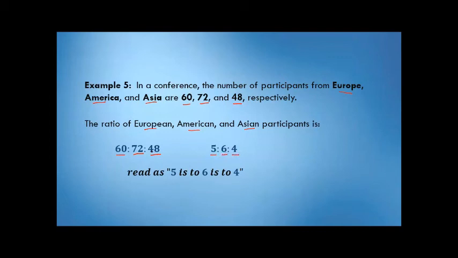So, divisible lahat sila by 12. So, ito na yung pinaka-ratio niya in colon form at kung babanggitin naman natin siya or babasahin natin siya is 5 is to 6 is to 4. Ibig sabihin, the ratio of European, American, and Asian participants is 5 is to 6 is to 4.